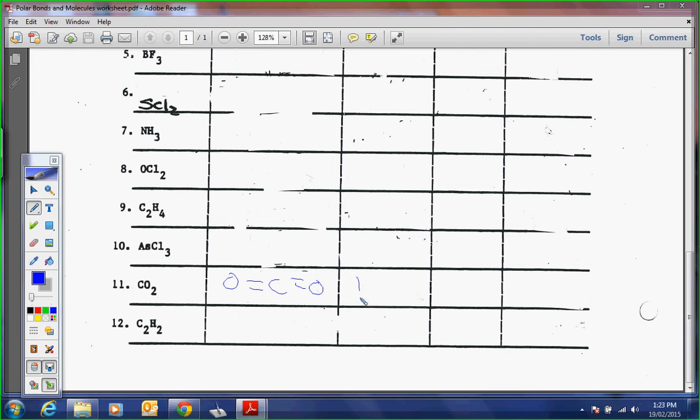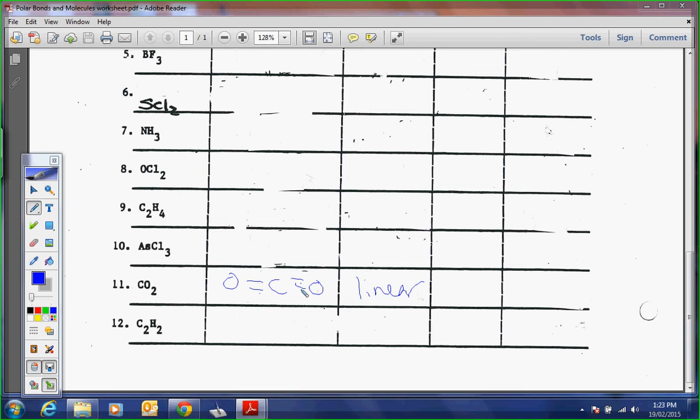Shape. Linear. Why not V-shaped? Because of the double bonds? Because of the absence of what made the V-shaped one V-shaped, not linear? The lone pairs. There are no lone pairs to push those double bonds down. There's nothing else to interfere. This and this are the only things that have electrons in them. So they're going to be as far away from each other as possible. Therefore, they're going to be 180 degrees from each other.